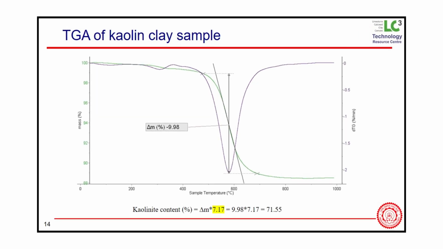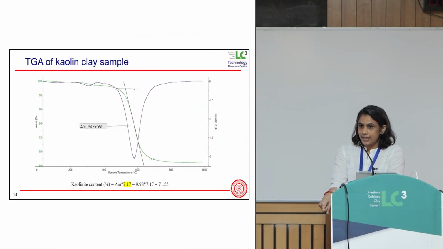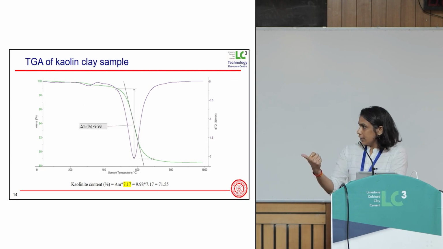This is a TGA graph of a kaolin clay. Here you will be able to see why we are particularly concerned about the mass loss that appears between 400 and 600 degrees centigrade. As we can see, the mass loss due to the crystalline water available in kaolin occurs between 400 to 600 degrees centigrade. That's why we are concerned about the mass loss between 400 to 600 degrees centigrade while doing the LOI calculation using the muffle furnace.